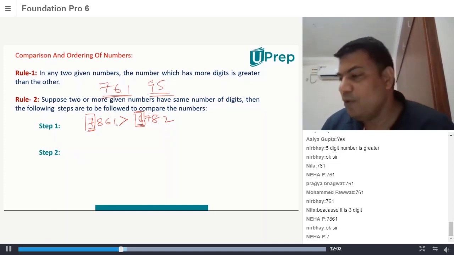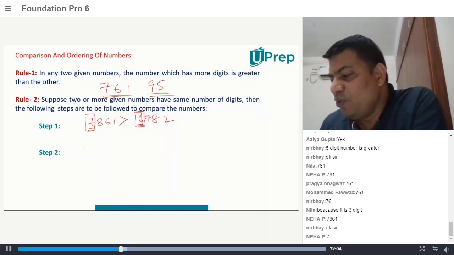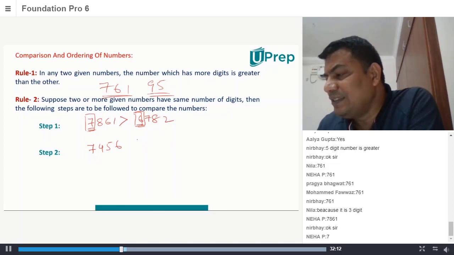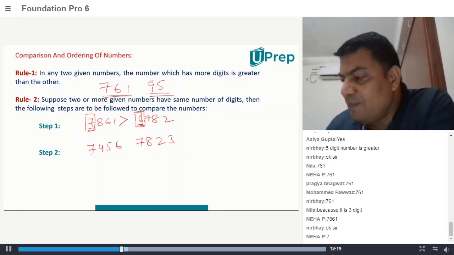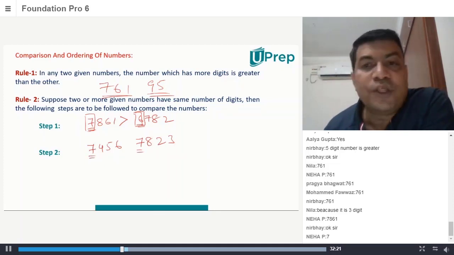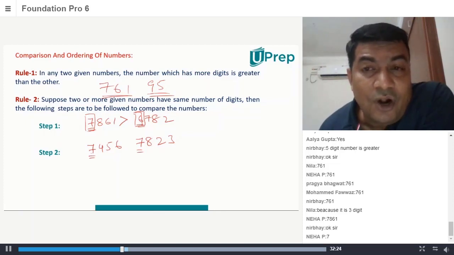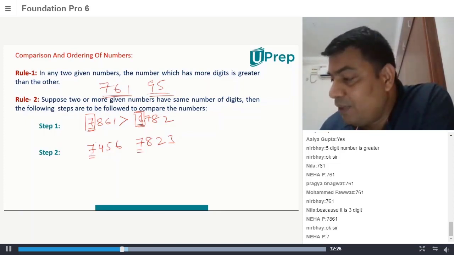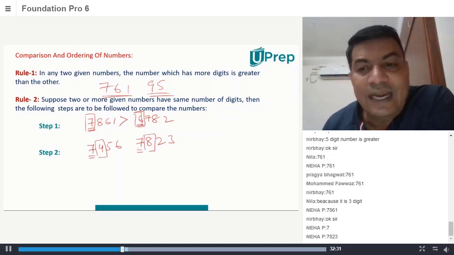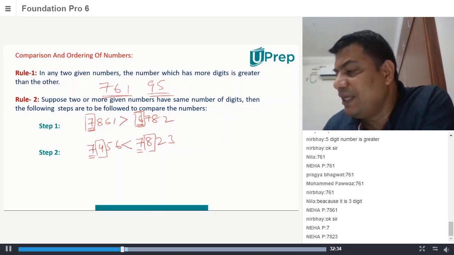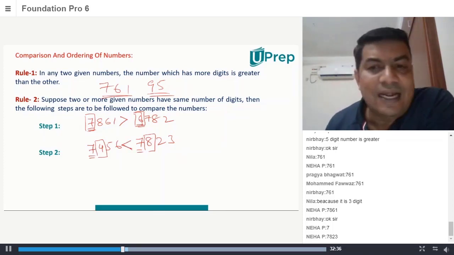Okay, now what is step 2? Let's assume you have the first digit same, 7, 4, 5, 6, and you have 7, 8, 2, 3. When your left numbers are the same, you go to the next position on the left, not the extreme, the next. So what is the next number? That is your hundreds position. Between these two, which is greater? 8 is greater. Therefore, that number is greater. That means this is lesser than that.